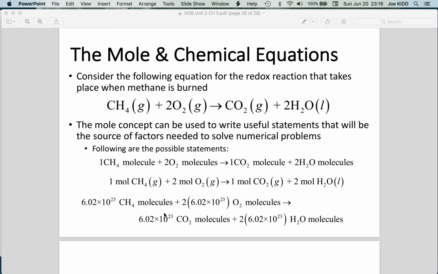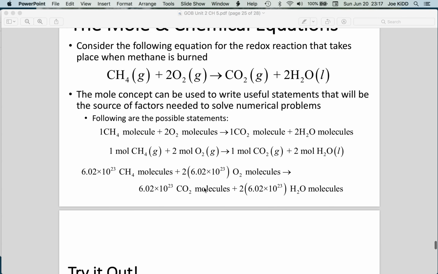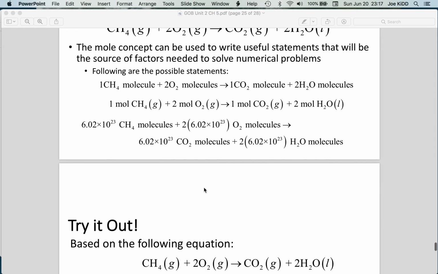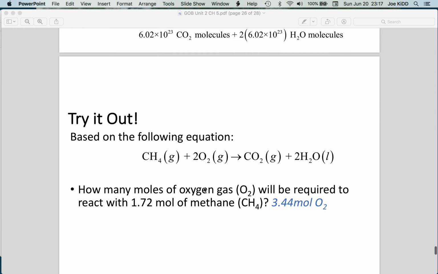The conversion that's occurring here is 6.02 times 10 to the 23 molecules plus 2 times 6.02 times 10 to the 23 molecules of oxygen yields 6.02 times 10 to the 23 molecules of CO2 plus 2 times that. So it would just be like saying if this mole, instead of moles, we were talking dozens. 1 dozen CH4s plus 2 dozen O2s, that kind of thing. So it's just relatively simple math with very, very big numbers.